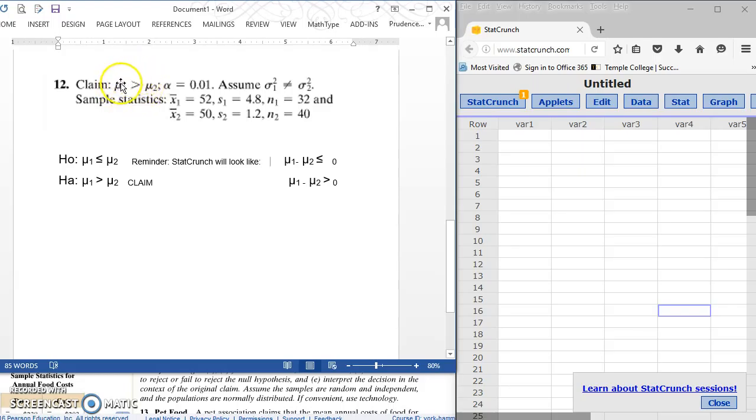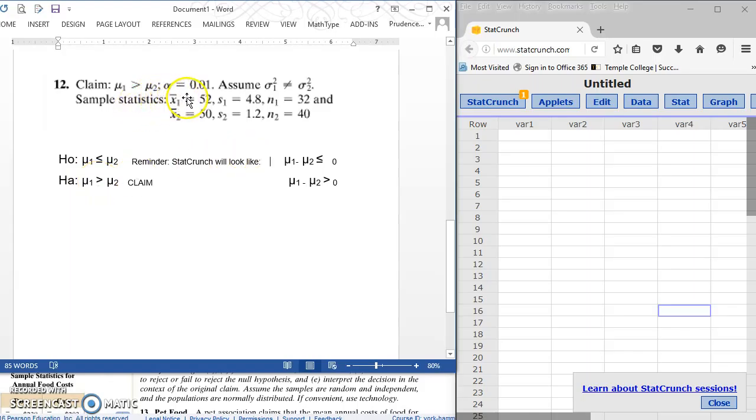Now, since that is not an equality symbol, that means our claim is H sub A, that mu1 is greater than mu2. The complement of greater than is less than or equal to. So that would be our null hypothesis, that mu1 would be less than or equal to mu2. Reminder, though, that StatCrunch uses the differences. So if I take mu1 minus mu2, that would be less than or equal to 0. Similarly, for the alternative hypothesis in StatCrunch, you're going to see mu1 minus mu2, and in this case, it's greater than 0 because our inequality is greater than.